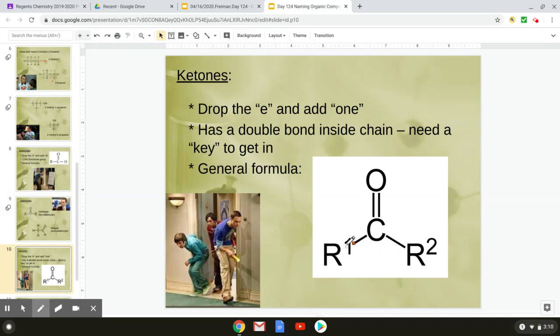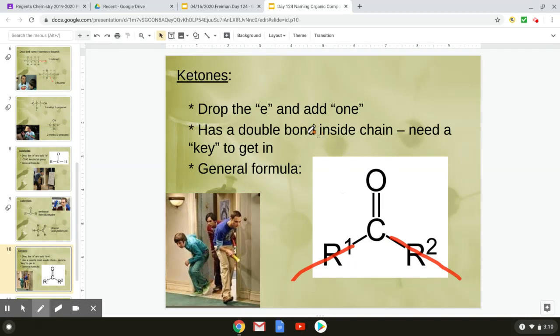We have R1, which is the rest of the carbon chain coming out on this side. There's a whole bunch of carbons. And then we have R2, that's the rest of the carbon chain coming out on this side. That's a whole bunch of carbons. So you can also think of, to get this oxygen, we need a key to get to it. And it almost looks like the keyhole, old skeleton key on an old lock.